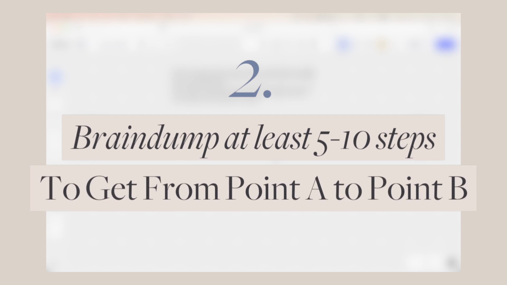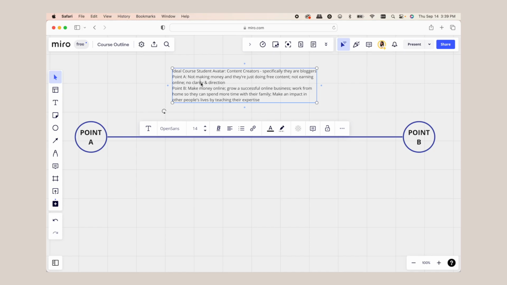Okay, so the next step in creating your course outline is to brain dump at least 5 to 10 steps in between point A and point B. So in our example, point A is that the bloggers are not making any money, they're just doing free content, they're not earning online, they don't have clarity and direction. Point B, where they want to go, is that they want to make money online, grow a successful online business, work from home so they can spend more time with their family, and make an impact in other people's lives by teaching their expertise.